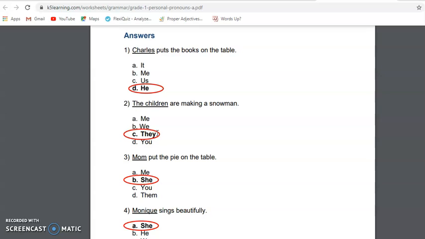Mom put the pie on the table. The best pronoun here would be she. She put the pie on the table.